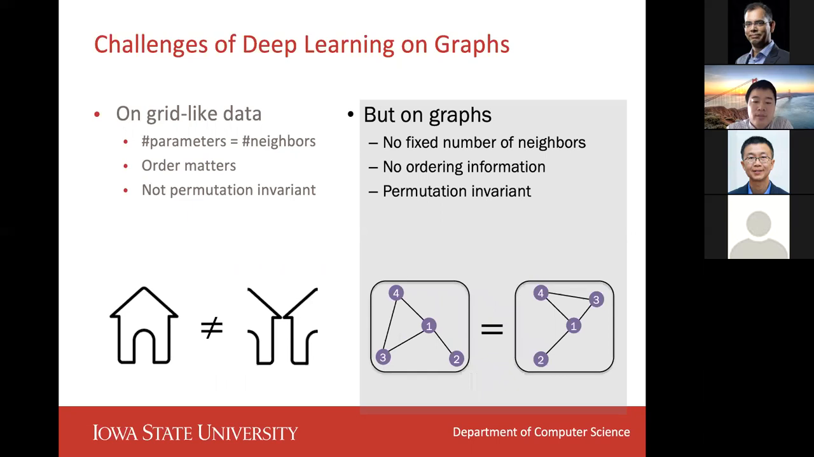And finally, graph data is permutation invariant. On grid-like data, if we permute the input data, they will become different data. But on graphs, if we permute the nodes on the graph, it is still the same graph. So this means the methods defined on graph data should be permutation invariant. However, most existing deep learning methods are not permutation invariant.